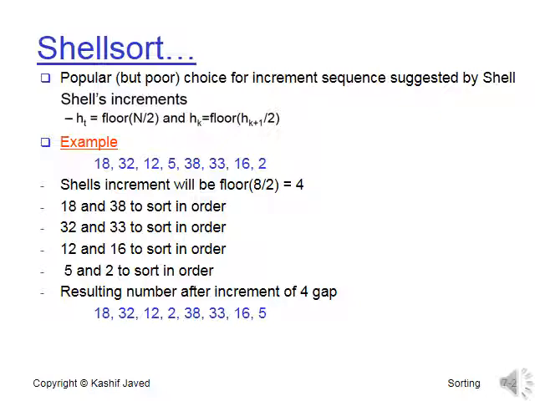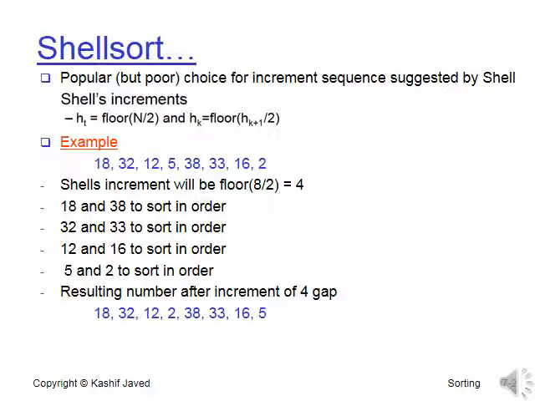A popular but poor choice for increment sequence suggested by Shell is Shell's increment. Your h of t equals floor of the number of elements divided by 2, and your h of k equals floor of h of k plus 1 divided by 2. Now let's take a look at an example.